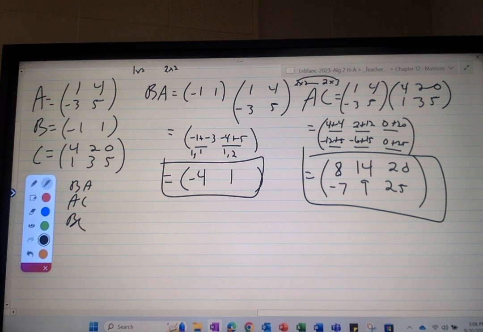Okay. The number of columns in the first matrix have to line up with the number of rows in the second matrix.